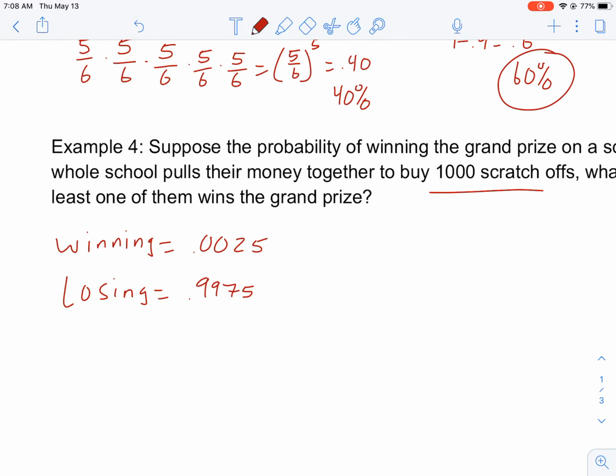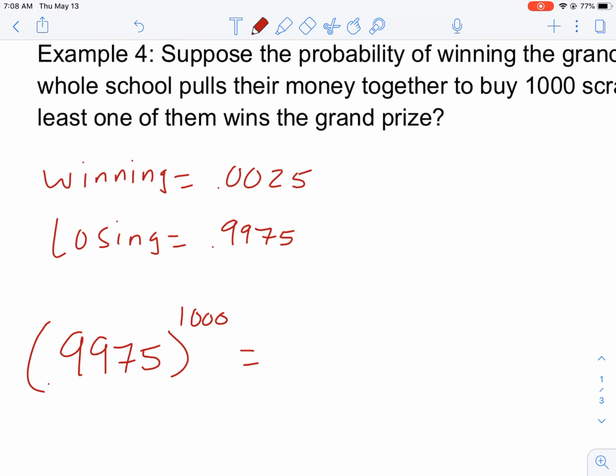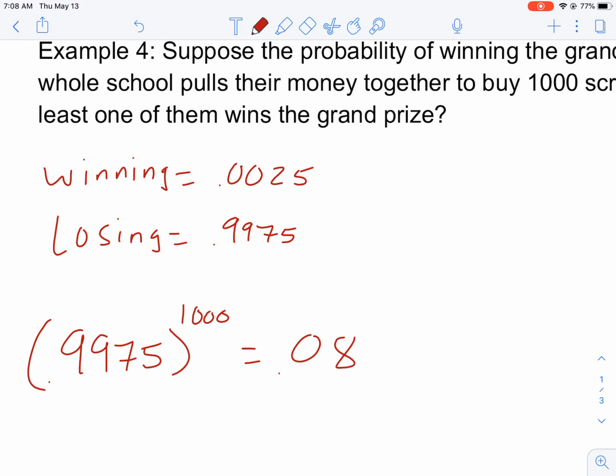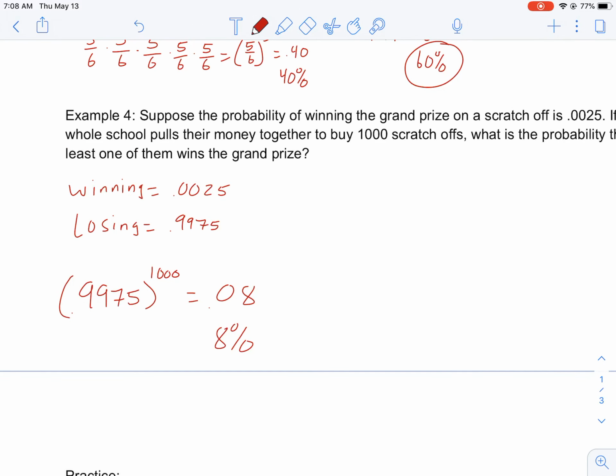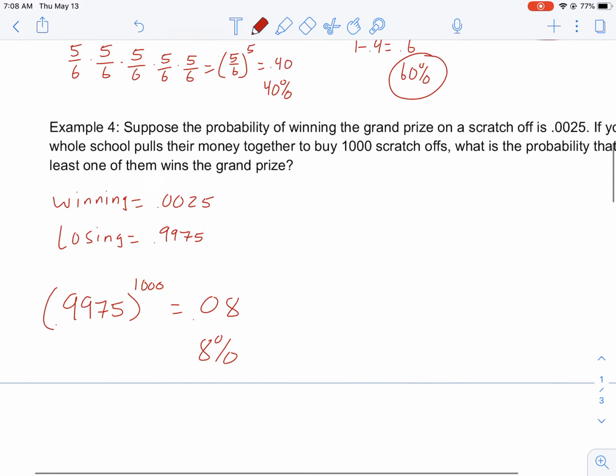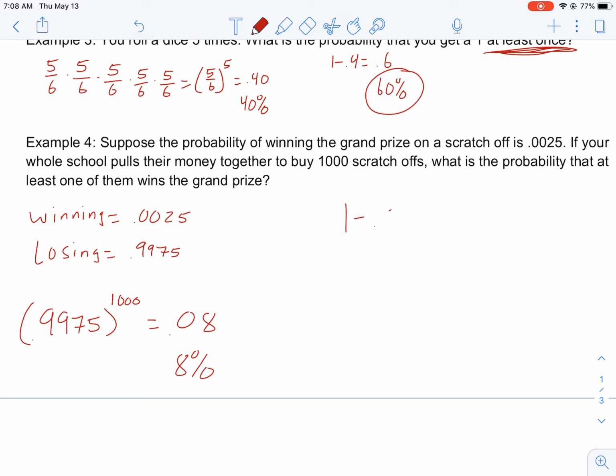So we've got 1,000 scratch-offs. The probability that we lose every single time is 0.9975 to the 1,000th power. That equals 0.08, or about 8%. So you have about an 8% chance of losing every single time. The complement of that, the probability of winning, is about 1 minus 0.08, which is about 0.92 or 92%. So you have a 92% chance of winning if you get 1,000 tickets, which is a lot.